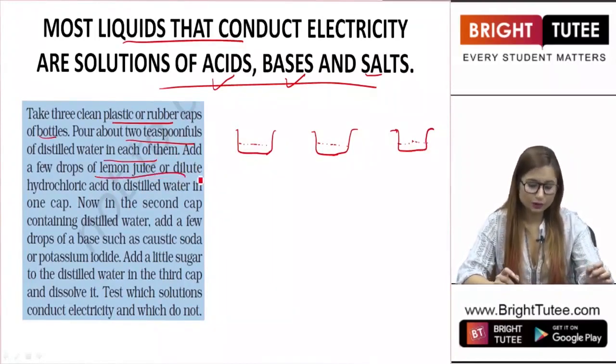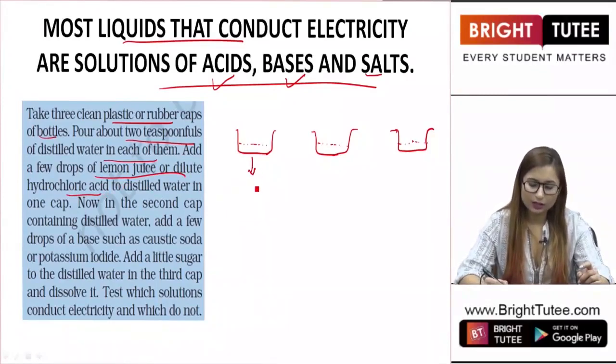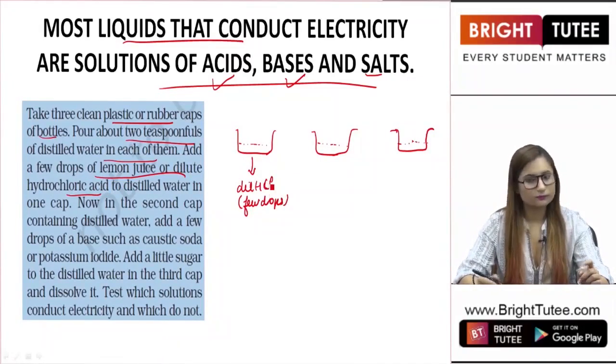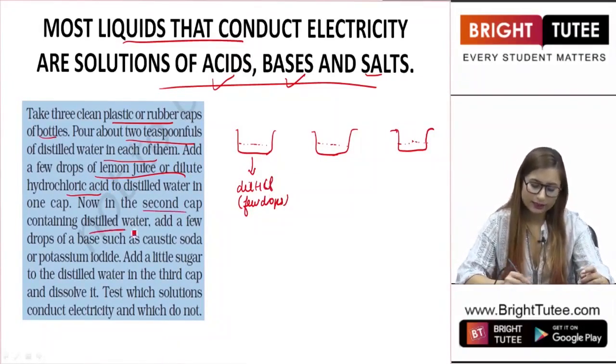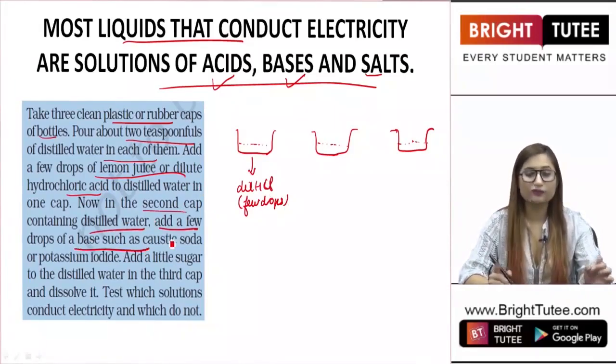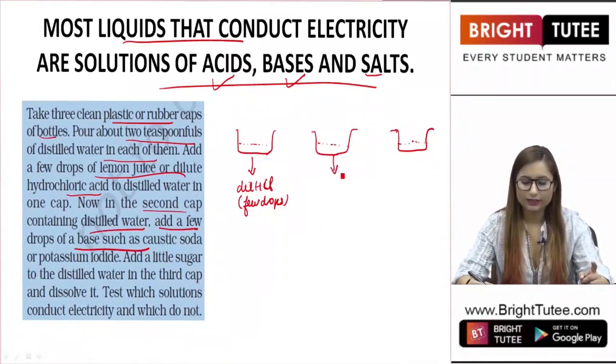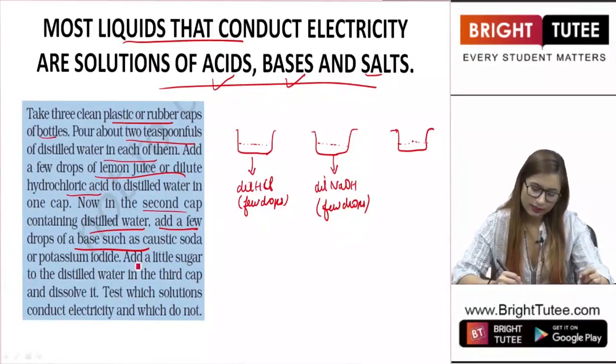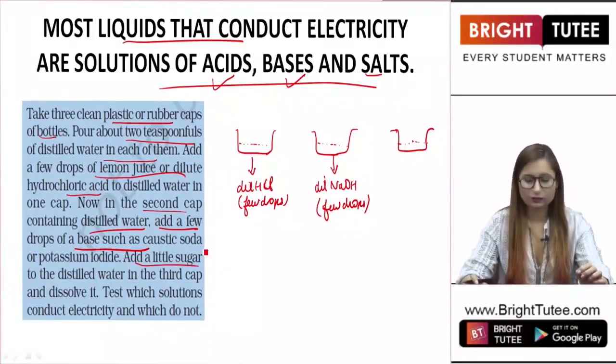Now what next? Add a few drops of lemon juice or dilute hydrochloric acid to distilled water in 1 cap. Now here you have added dilute HCl, a few drops. You know it's an acid. Next, in the second cap containing distilled water, add a few drops of a base such as caustic soda. You have added dilute NaOH here, a few drops. Caustic soda is NaOH. Then add a little sugar to the distilled water in the third cap and dissolve it.